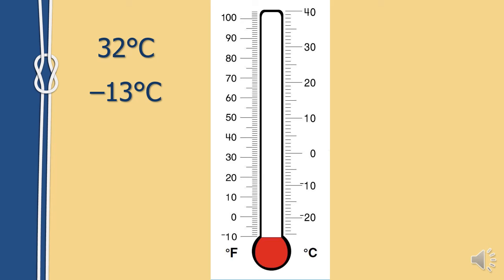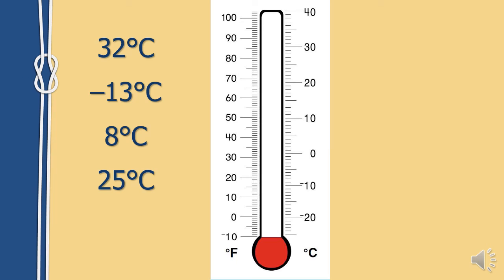Remember, when we have negative temperatures, we start at the 0 and we count down from the 0. So negative 13 degrees Celsius, we would go from the 0 down to the negative 10, and then 3 more marks below that would be minus 13 degrees Celsius. 8 degrees Celsius, again, remember we start at the 0 and we're going to move up. It's not quite 10. It'd be 2 marks below that, so 8 degrees Celsius.